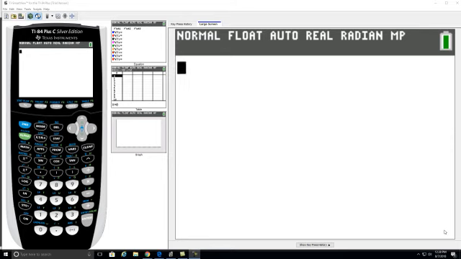Hello, this is a video tutorial showing you how to use the TI-83 or TI-84 to find the normal cumulative distribution function. First, let's get a quick summary of what the calculator commands actually are.